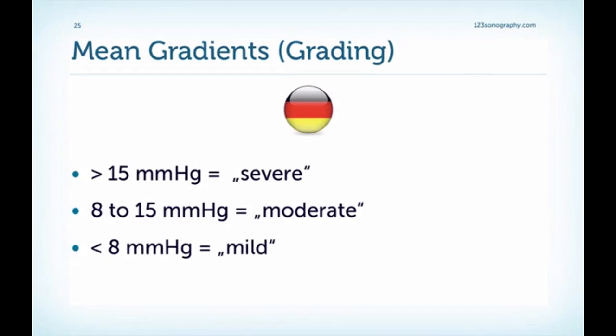I personally prefer these cutoff values because not infrequently will you find patients who have gradients somewhere in the range of 12, 13, or 14 millimeters mercury who don't really have a severe form of mitral stenosis just based on the morphology and also on the pressure half time. So these are the guidelines I use, but you're of course open to use whatever you like.